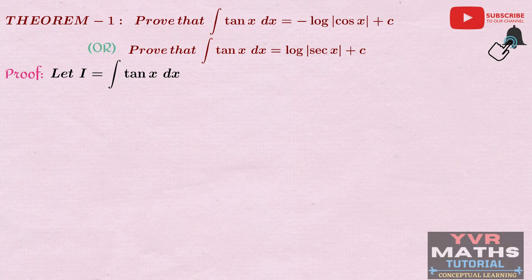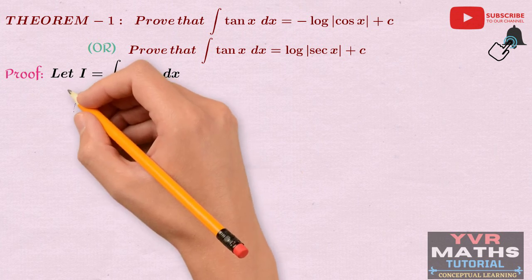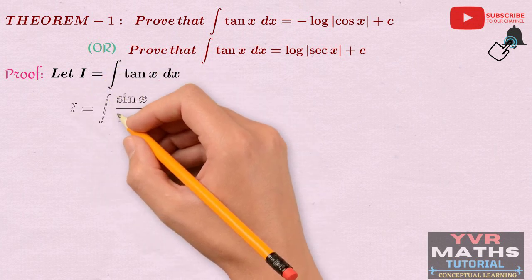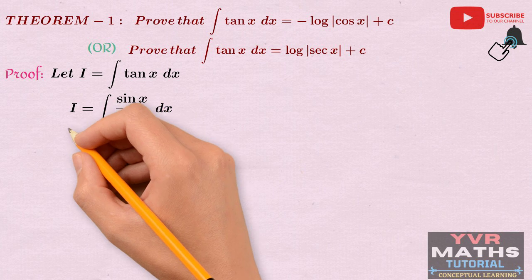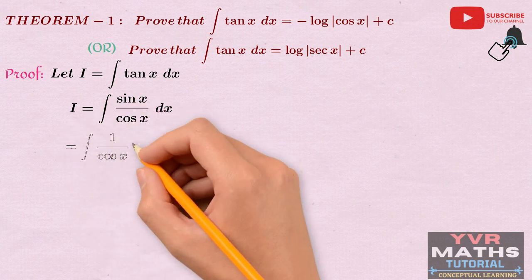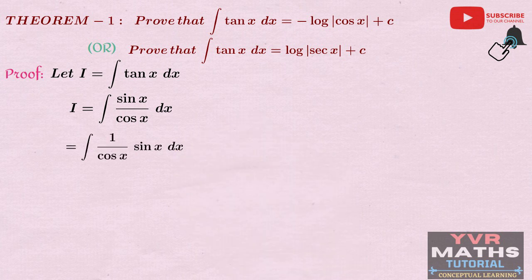This tan x can be written as sin x by cos x by using trigonometric identities. So now I is equal to integral sin x by cos x dx. From this step, the numerator part sin x we can write separately. Then what we will get? See here, integral 1 by cos x into sin x dx.